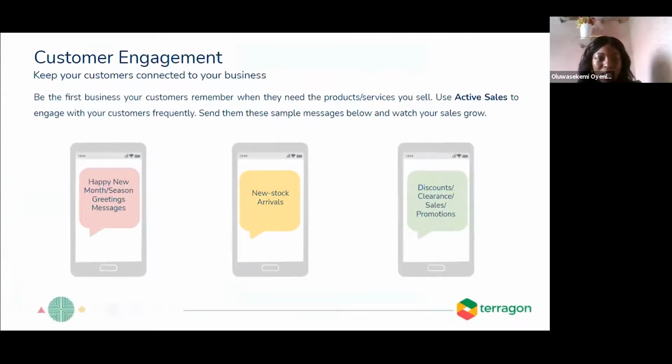Of the mind awareness, send them Happy New Year, just send them greetings. Let them know when you have new stock. Let them know when you're doing clearance and promotions. Engage your customers. This platform will help you engage your customers. Don't forget, this is the season where everybody is competing for your customers' attention. So you really want to engage them to ensure that you get their attention and you get their money at the end of the day.